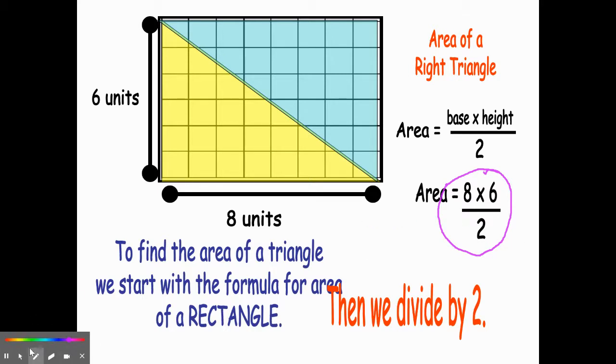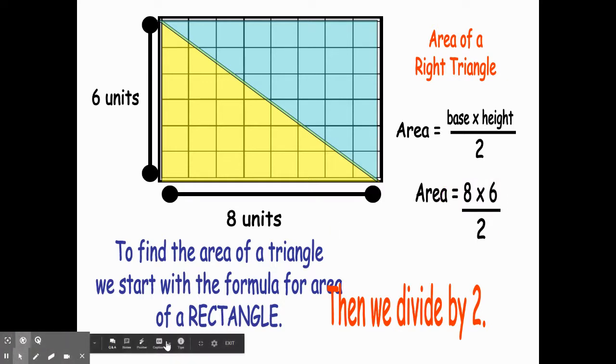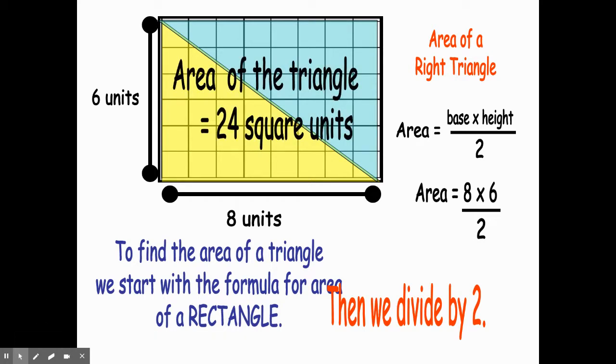You can also think of the formula like this. You can also say 1/2 of the base times the height. When you multiply something by a half, that is the same as dividing it by 2. So you sometimes might see it written like this. Half of the base times the height is going to give us the area of this yellow triangle, which would be 24 square units. So the area of the triangle is 24 square units.